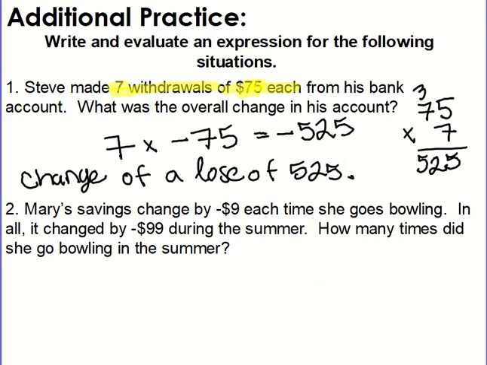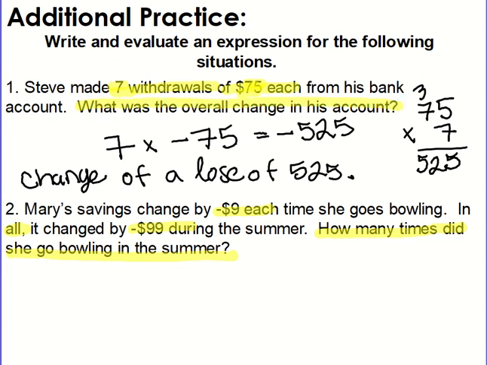Okay. So for this next one, Mary's savings changed by negative $9 each time she goes bowling, negative $9 in all. It changes by negative $99 during the change. That's all of it, right? So the total. How many times did she go bowling? Remember, the question is always important, so we make sure we answer it. I forgot about my question up here.